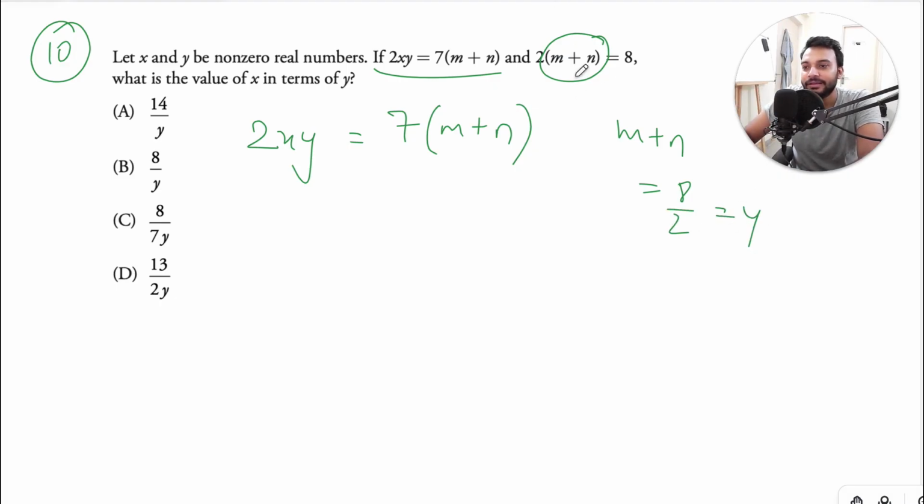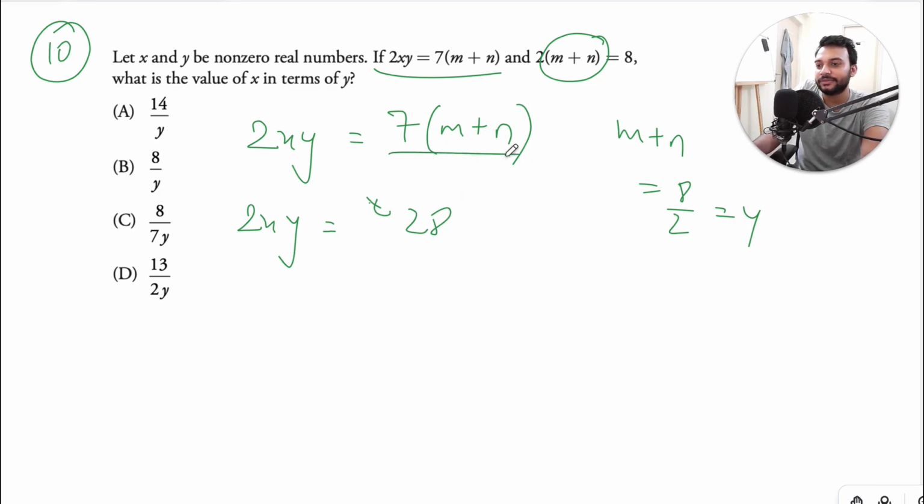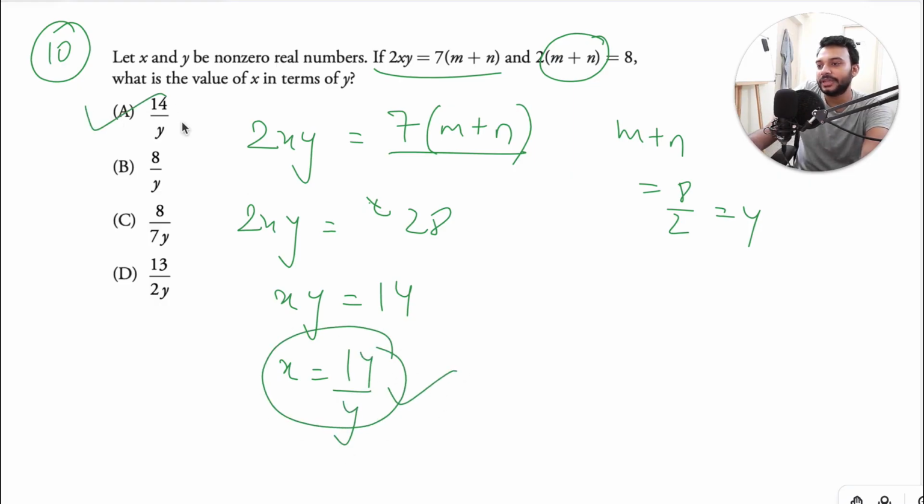Simple. Because 2 times m plus n is 8, so m plus n is equal to 8 over 2, which is a 4. So 2xy is equal to 7 times 4. That is 28. Xy is equal to 14. X in terms of y, x is equal to 14 over y. That is the answer. Option A. Okay.